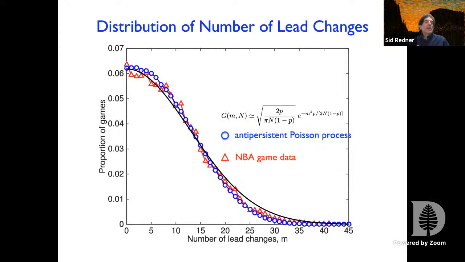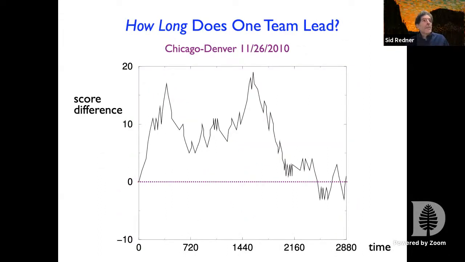And now on this slide, what I'm showing is three things. One is this very simple anti-persistent Gaussian random walk process. The triangles are the actual NBA game data, and the circles are just a simple simulation of a Poisson process with this anti-persistence built in. And you see that we can fit the actual game data really, really well with only one parameter, this anti-persistence parameter. So that's the number of lead changes.